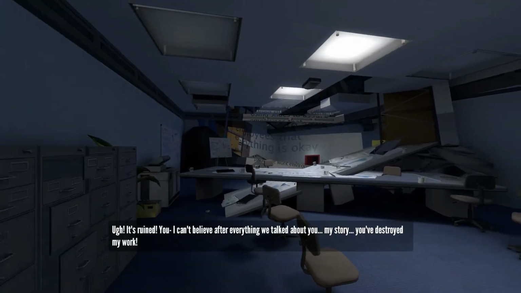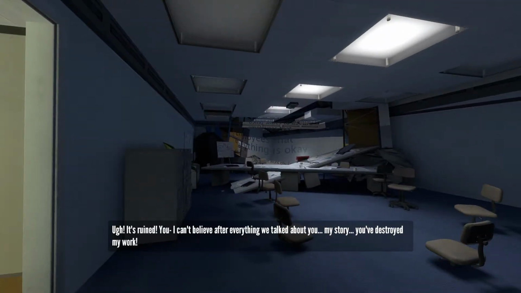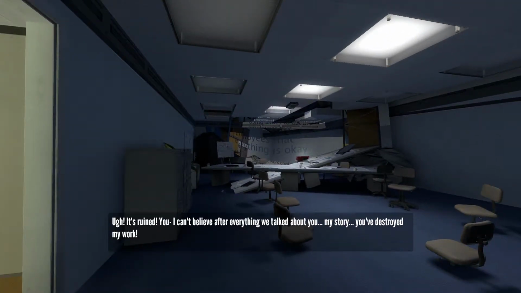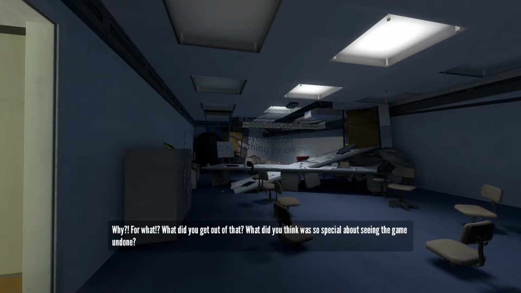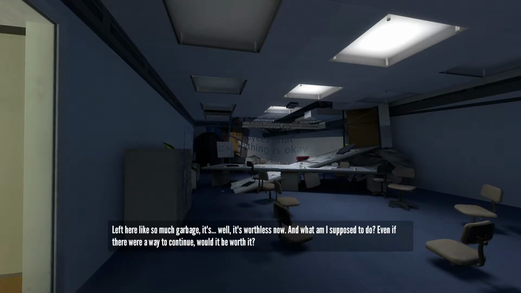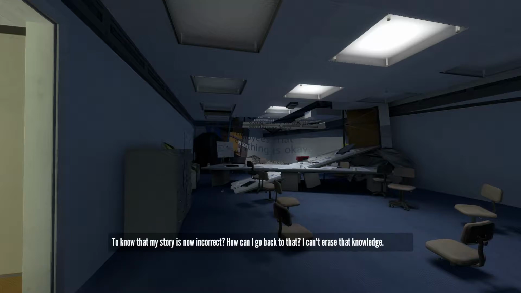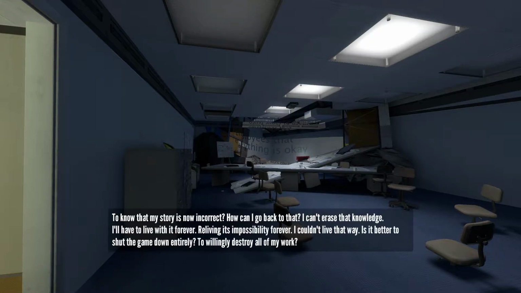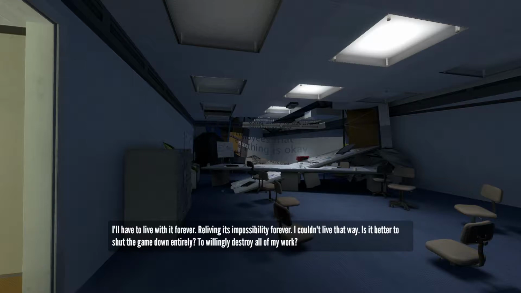After everything we talked about, my story, you've destroyed my work. Why? For what? What did you get out of that? What did you think was so special about seeing the game undone, left here like so much garbage? It's worthless now. And what am I supposed to do? Even if there were a way to continue, would it be worth it? To know that my story is now incorrect? How can I go back to that? I can't erase that knowledge. I'll have to live with it forever, reliving its impossibility forever. I couldn't live that way.